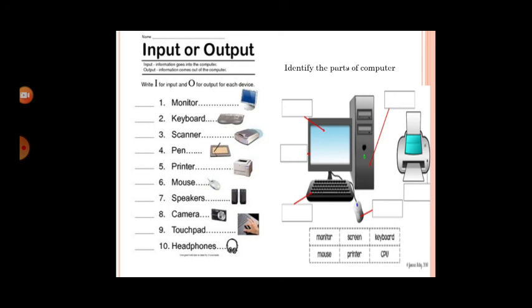You can see monitor, keyboard, scanner, pen, printer, mouse, speakers, camera, touchpad and headphones are there. You need to just mention whether it is input or output. So I for the input and O for the output. Similarly, you can identify the parts of the computer. It's already given down here. Options are given down. Just please write down the parts of the computer.